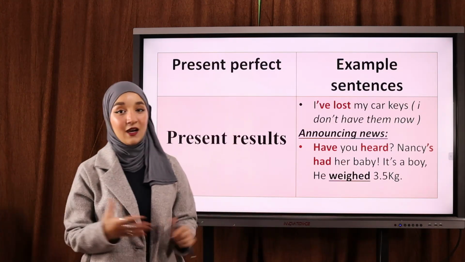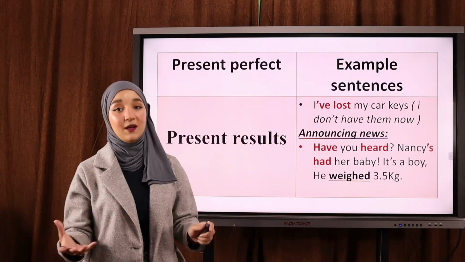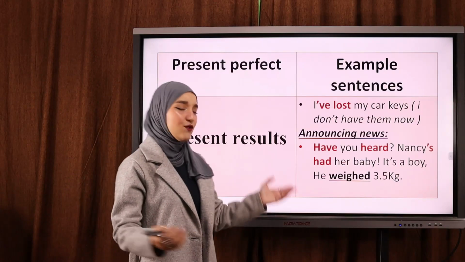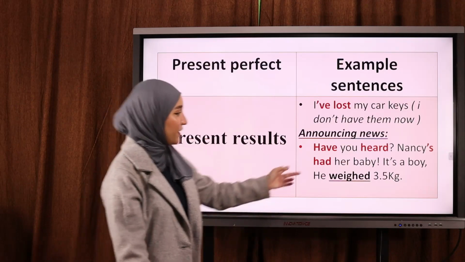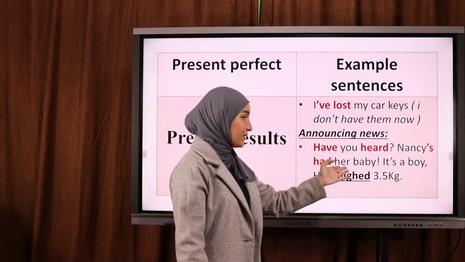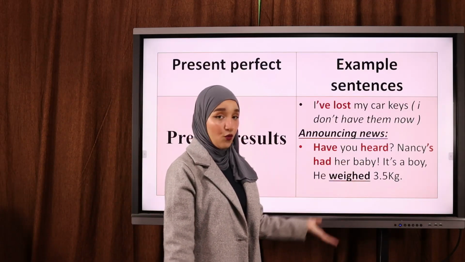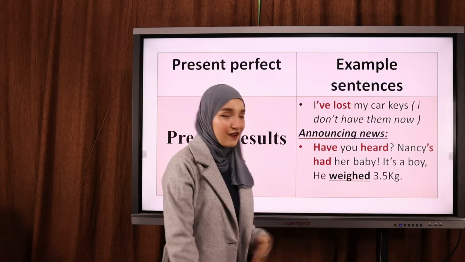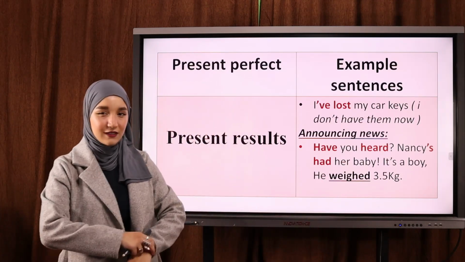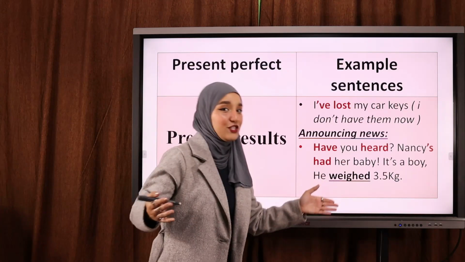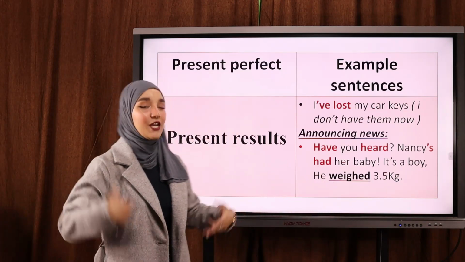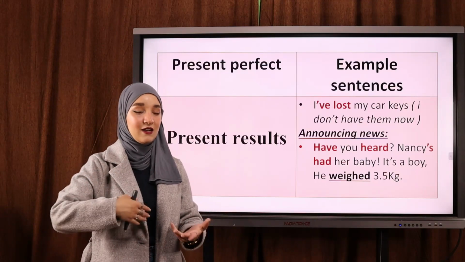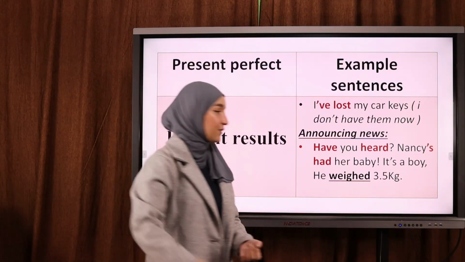Alright? We also use it when we announce news. I have news لدي أخبار and I announce them. أعلن عن أخبار. Alright? So, have you heard? Have you heard about what? So, have you heard? Nancy's had her baby. It's a boy. He weighed 3.5 kilos. So, have you heard? This is a new piece of information. This is news for you. Okay, أخبار. So I'm sharing news with you. أنا أشاركك بعض الأخبار.